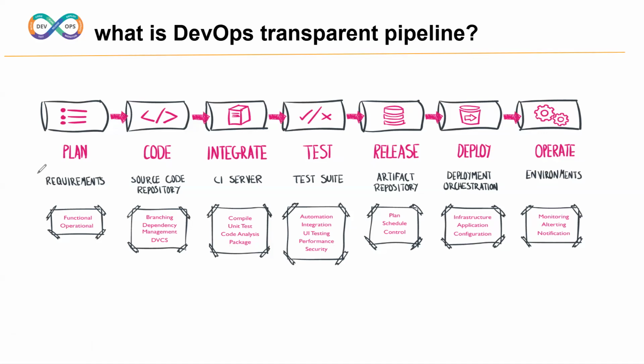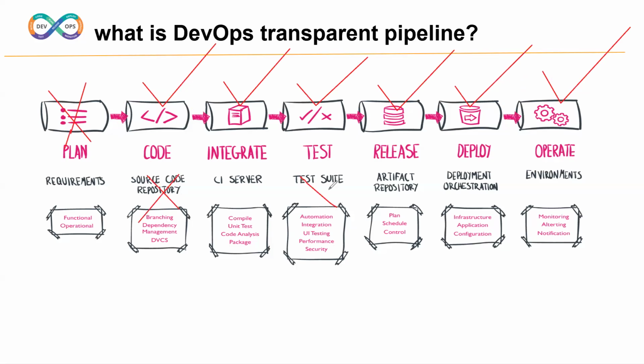In this DevOps transparent pipeline, our roles and responsibilities start from dev environment and end with what? Operations. That means we are part of coding, integration, testing, release, deploy, operation. To be frank, we are not part of planning. We are not part of coding; we are not writing any code. We are not writing any test cases. We are part of the dev environment, still we are not writing any code. We are part of testing, but we are not writing any test cases.